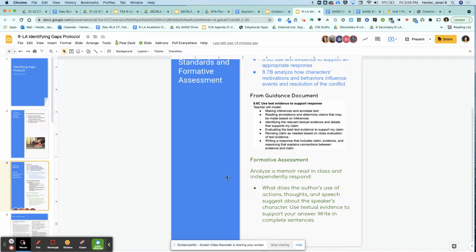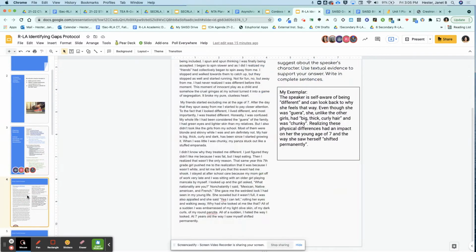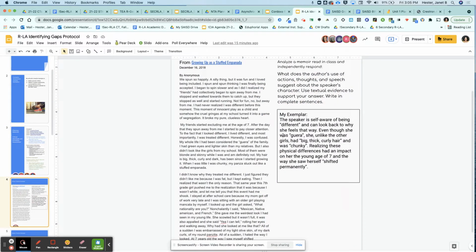Write in complete sentences. Now, it's really important for us as a PLC to have come to this conclusion before we pick the text. So we need to understand what the kids need to do according to the standards to be successful. So here's our question, and then we choose a text. The text that we have chosen is right here on slide 4.